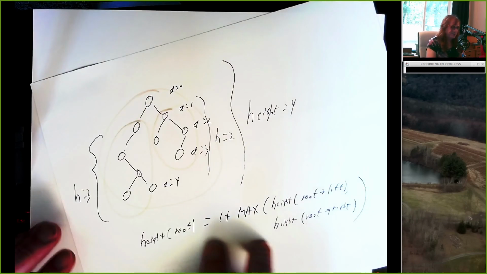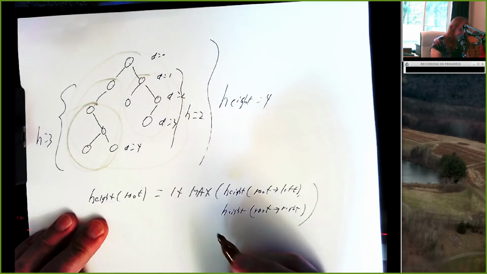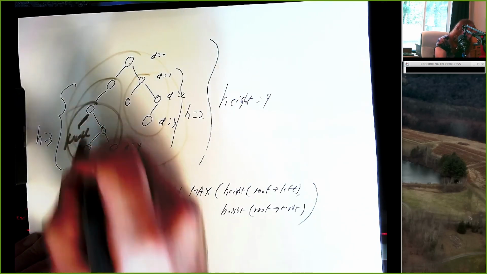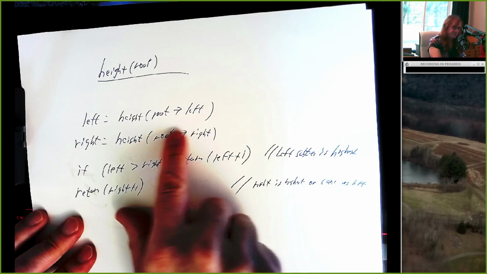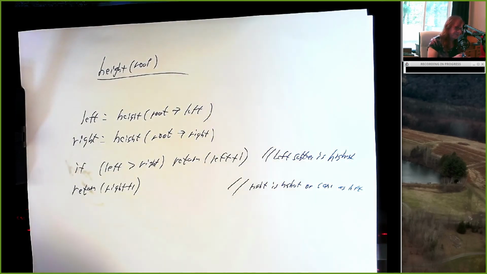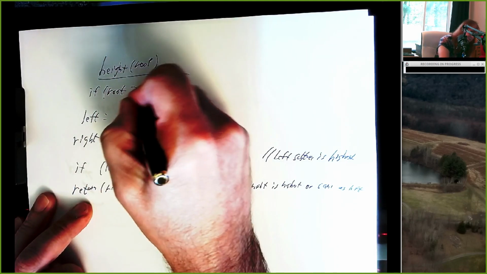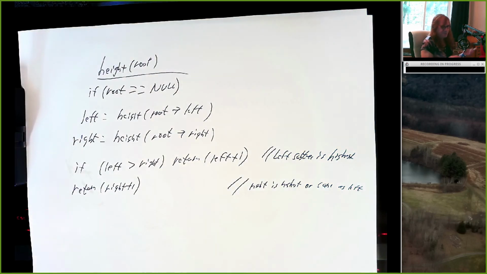Because if I try to find the height of this left subtree, first thing I'm going to do is try to find the height of this left subtree. And first thing I'll do is try to find the height of this thing's left subtree, which is null. And if I call height with a null root, this will segfault, because I can't dereference null. So we need a special checkup here which says if root is equal to null, we should return the height of a null tree.